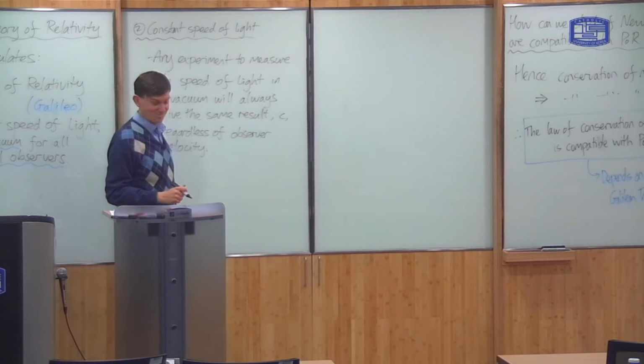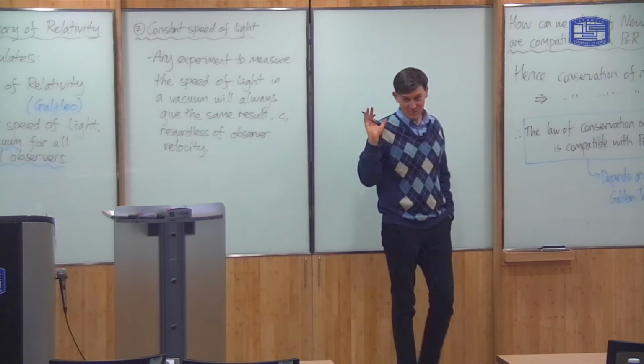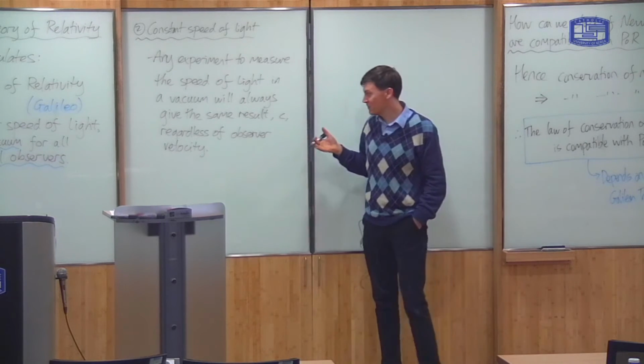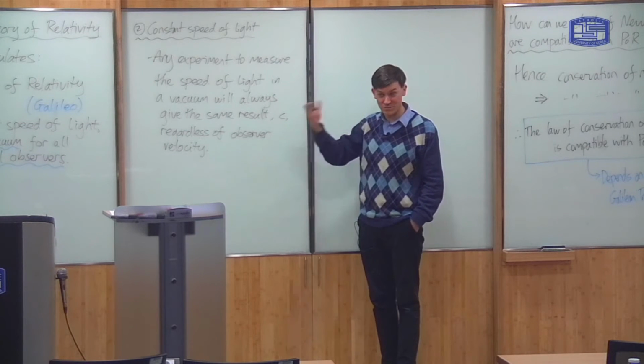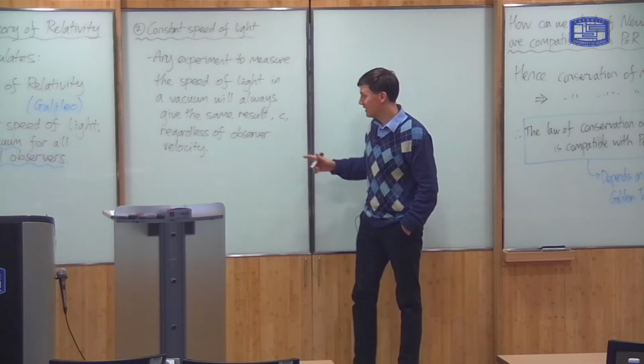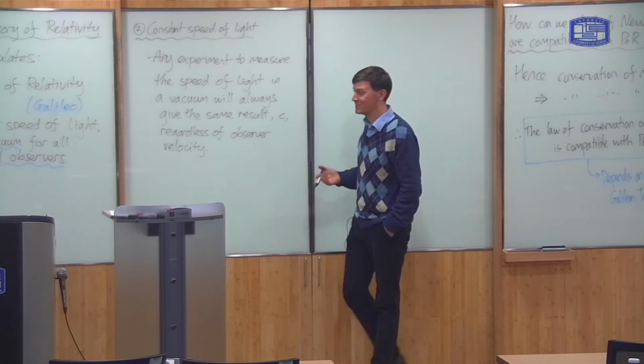So more specifically, I can describe this principle like this. No matter who's doing the experiment to measure the speed of light, you'll always get the same speed, okay? Regardless of who is doing the experiment and their velocity, provided you do the experiment correctly, of course.